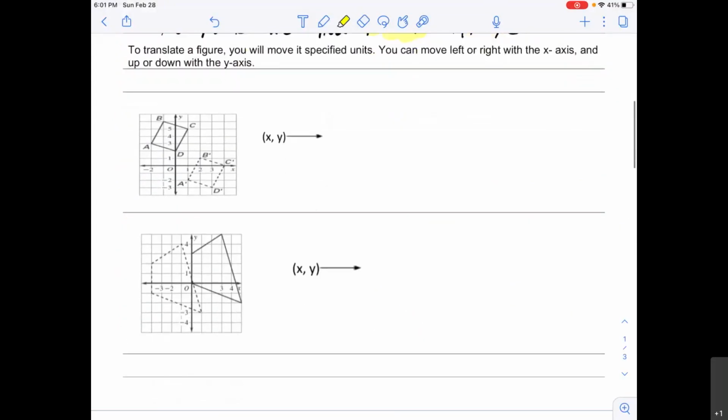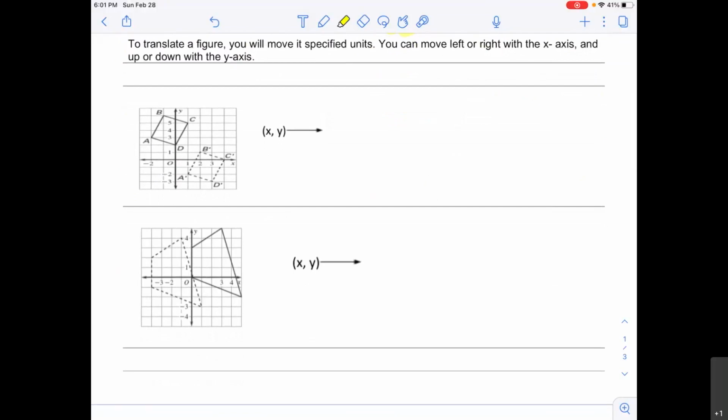All right, so talking about translations. To translate a figure, we will move it in its specified units. We can move it either left or right using the x-axis, or we can move it up and down using the y-axis. So for example, let's look at this picture here. This is a translation. This figure ABCD was translated and it's now A prime, B prime, C prime, D prime.